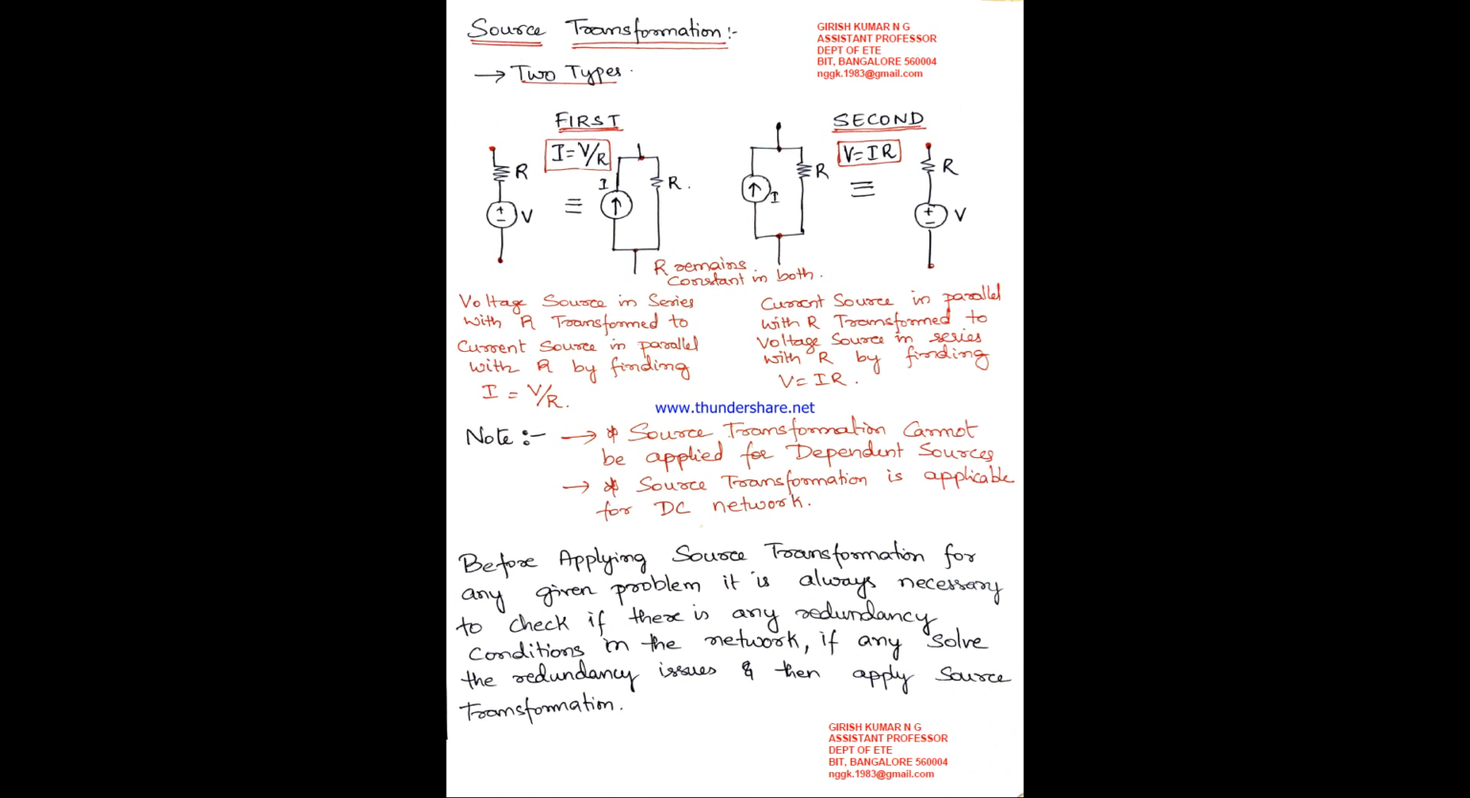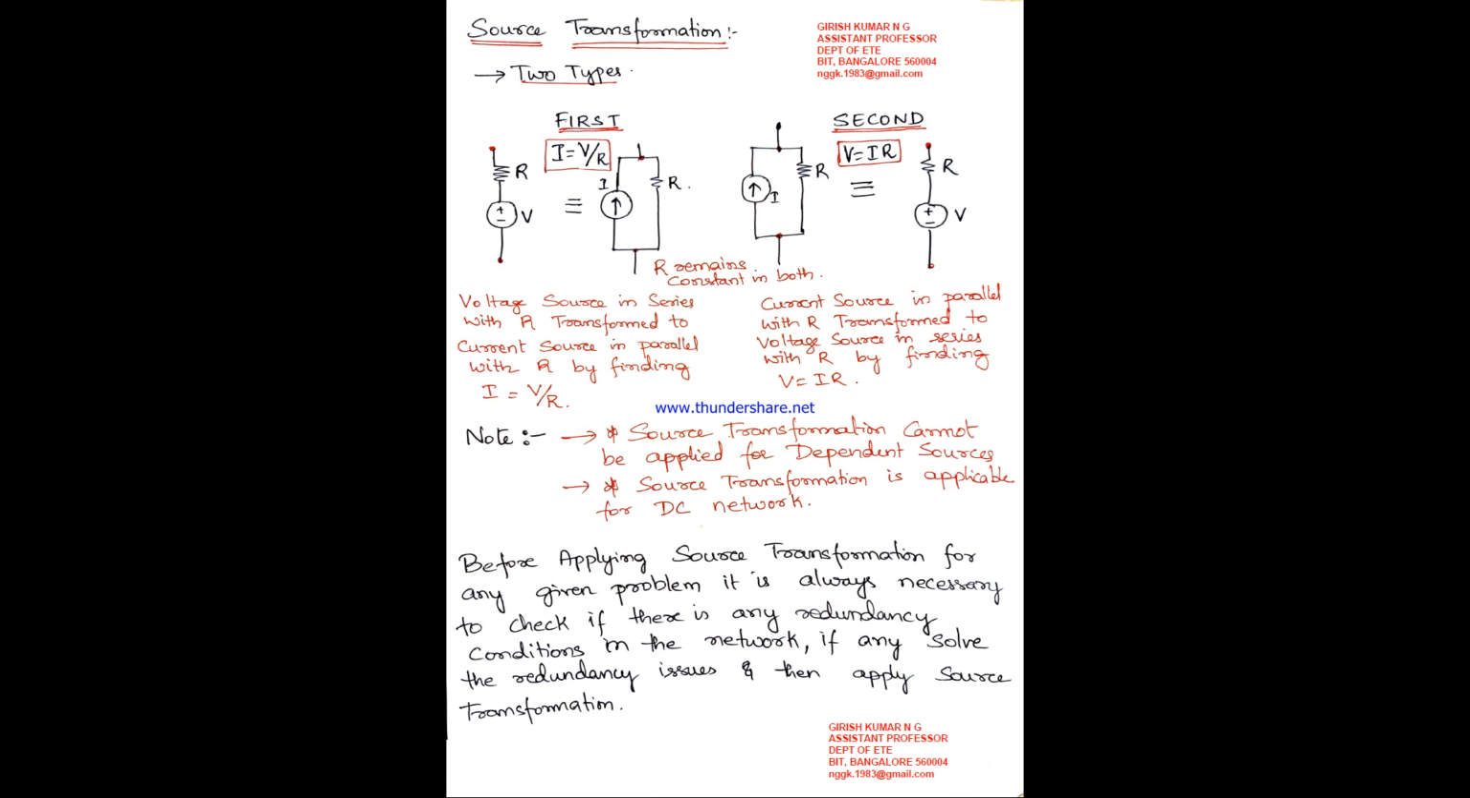Again, Ohm's law comes into the picture. We know that V equals I into R. It's a basic and very important formula of Ohm's law that we come across many times. So V equals I into R. You find the voltage there and substitute that voltage for the source that you have connected in series with the resistance. This is the transformation that you do for any given network.